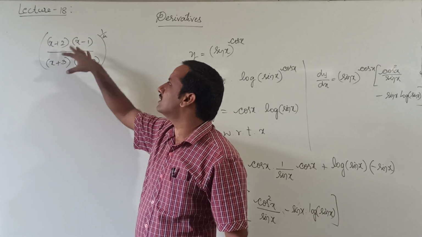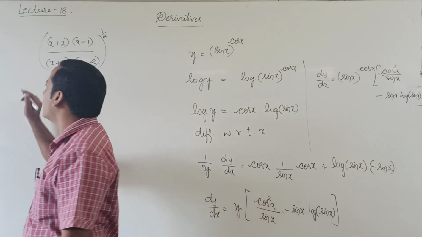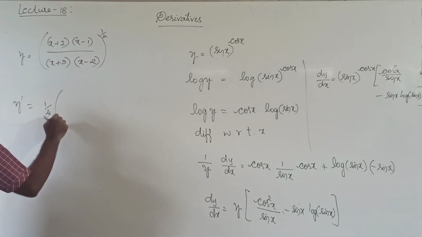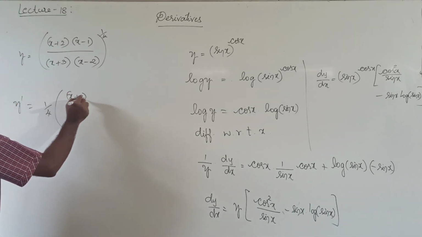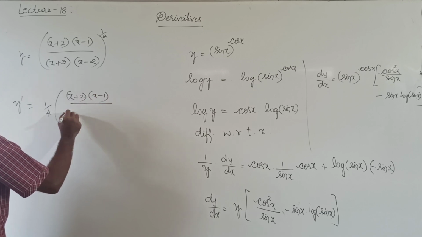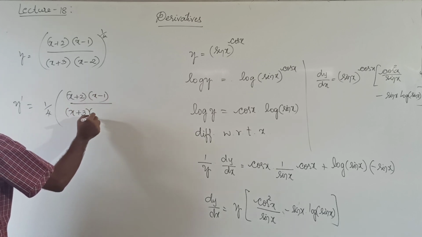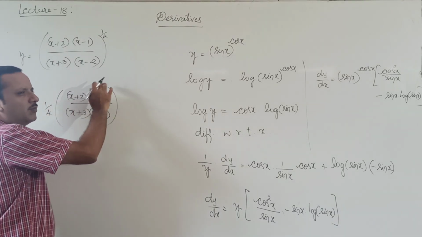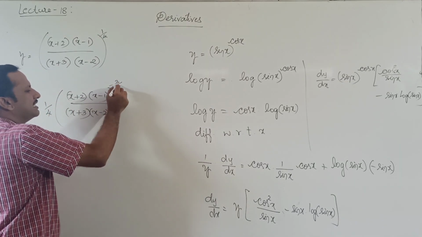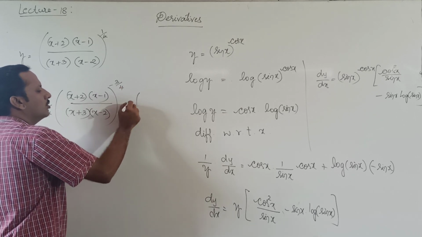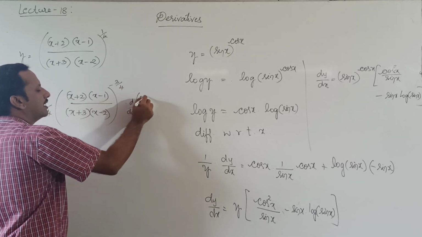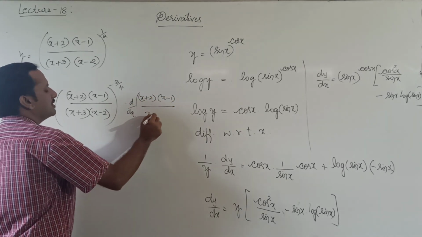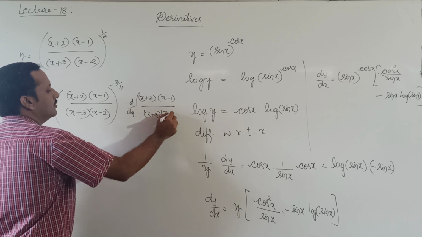How? You treat this as x power n. Derivative of x power n is n into x power n minus 1. So 1 by 4 into x plus 2 into x minus 1 divided by x plus 3 into x minus 2, to the power 1 by 4 minus 1. 1 by 4 minus 1 is minus 3 by 4, into the derivative of this factor, x plus 2 into x minus 1 divided by x plus 3 into x minus 2.